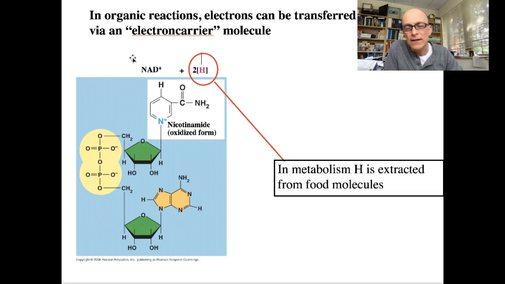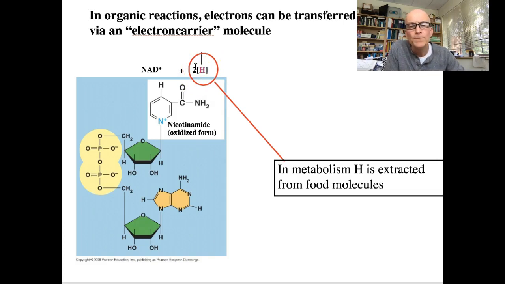Just for right now, let us call it NAD. So I say here in organic reactions, electrons can be transferred via an electron carrier molecule. More important than trying to understand what this long, big molecule, this formula here all holds, is that it can carry electrons by taking hydrogens together with their electrons. So I say here in metabolism, hydrogen is extracted from food molecules. So this is hydrogen that comes from food molecules.